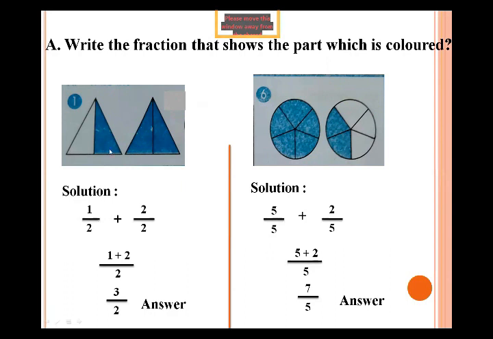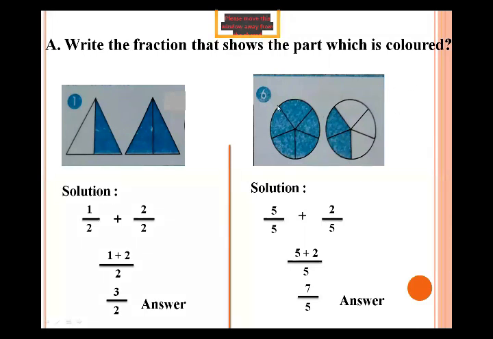Now look here, one part is shaded, one part is shaded. So we add first one part, then two parts are shaded here. It needs to be added, the two parts. So our numerator becomes 3 and the denominator stays the same, because both shapes are divided into two parts. So their common denominator is 2. The answer is 3 upon 2. Move to the next question.